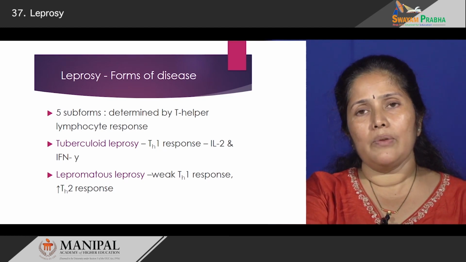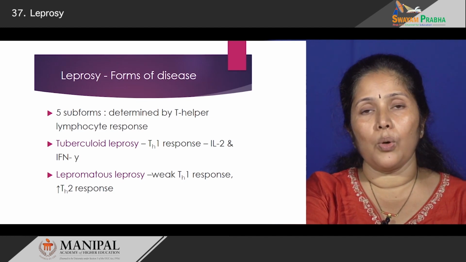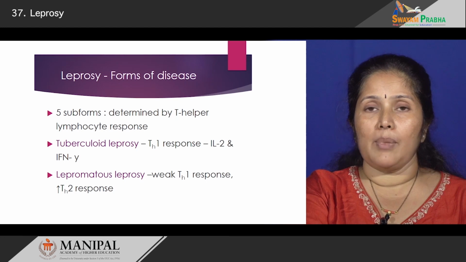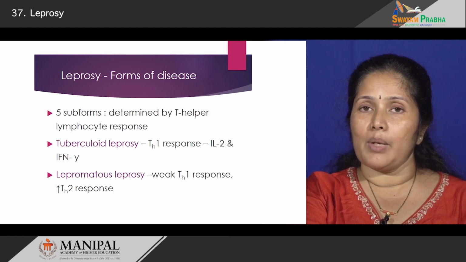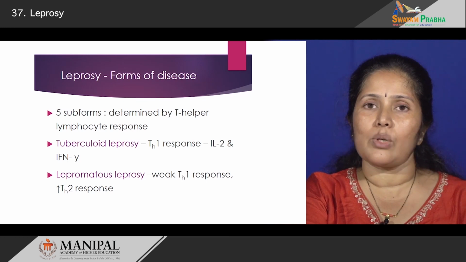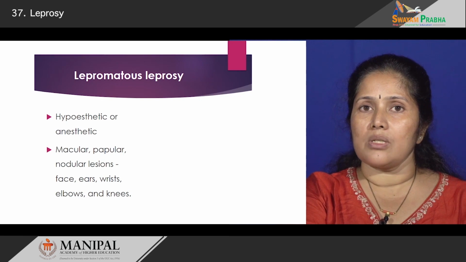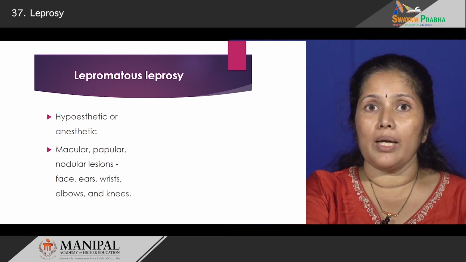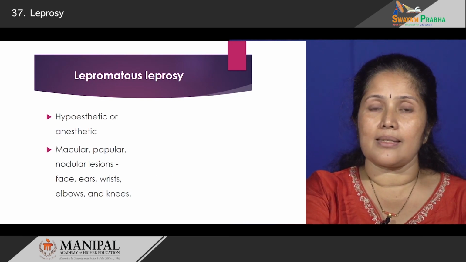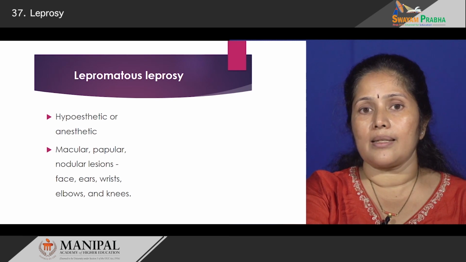Okay. So, now we will look at the clinical and morphologic features of both the extreme ends, which I said is lepromatous leprosy as well as tuberculoid leprosy. So, first let us look at lepromatous leprosy. Now, most of these patients will present with hypoanesthetic patches, that is the sensations are either low or absent. So, either hypoanesthetic or totally anesthetic patches.